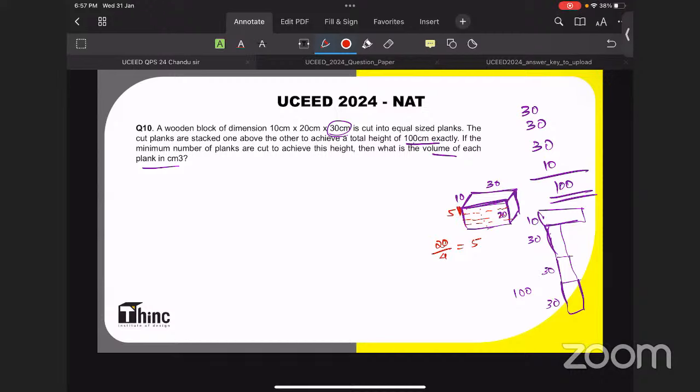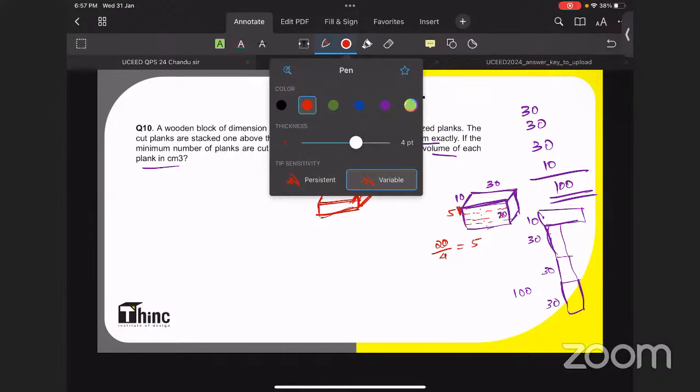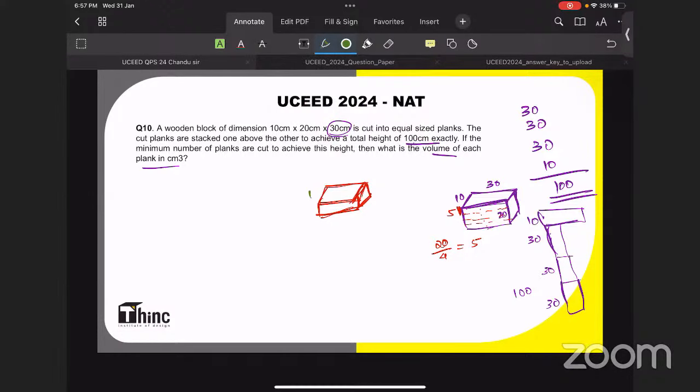Let me redraw it. This is how each piece looks like. This is how each piece looks like. Okay. So 10, 30, and 5. So what is the volume?